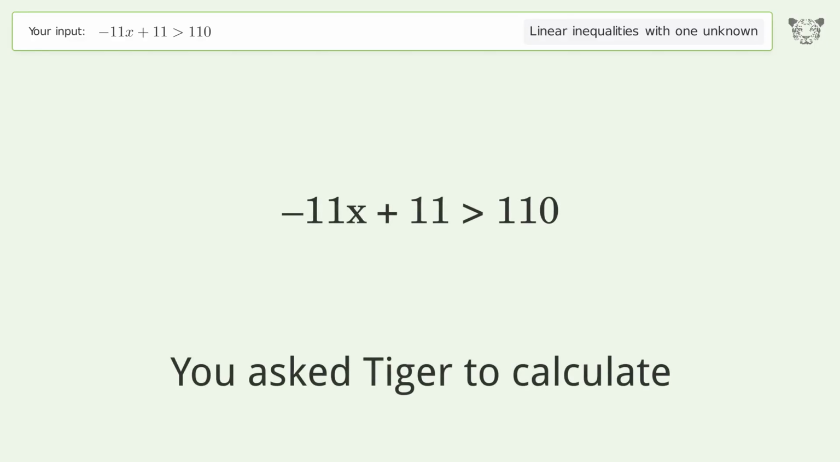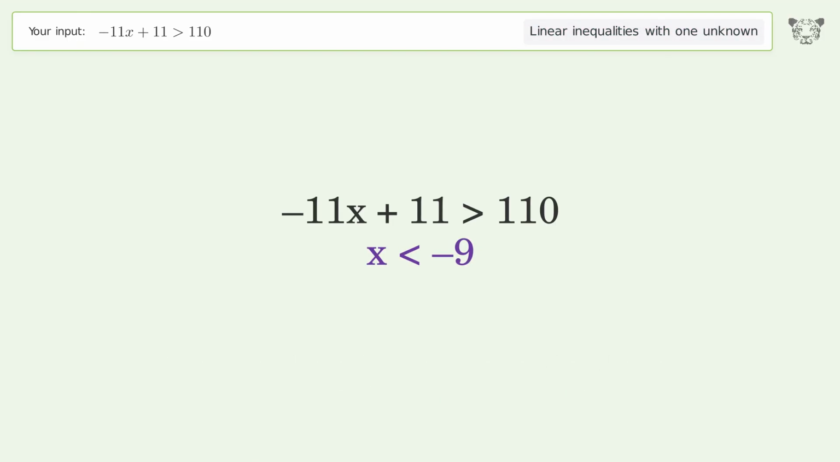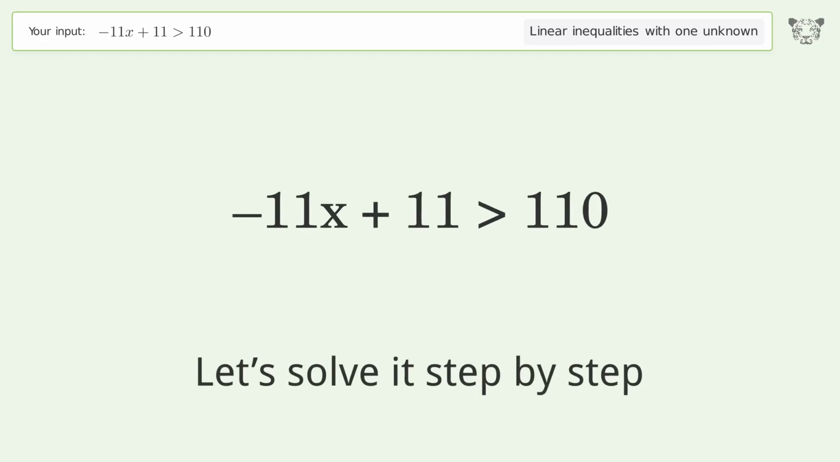You ask Tiger to calculate. This deals with linear inequalities with one unknown. The final result is x smaller than -9. Let's solve it step by step.